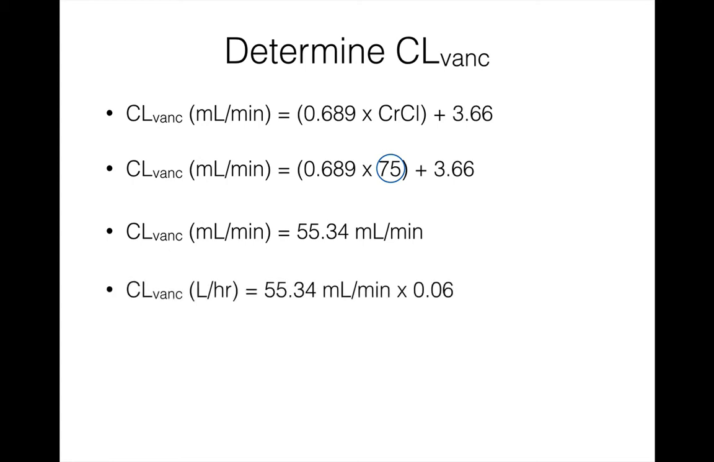In order to convert milliliters per minute to liters per hour, we multiply the estimated vancomycin clearance of 55.34 milliliters per minute times 0.06. 0.06 comes from 60 minutes over 1 hour times 1 liter over 1,000 milliliters, which removes the milliliters and minutes and converts to liters per hour. And the final solution is our estimated clearance of vancomycin in liters per hour at 3.32.